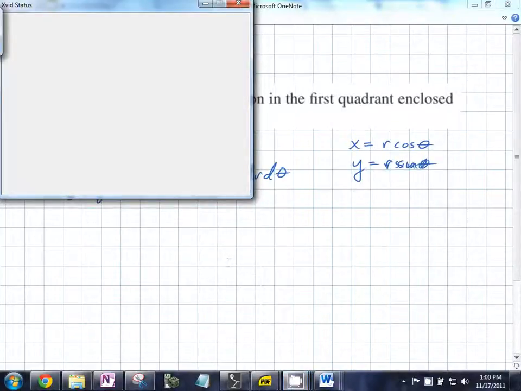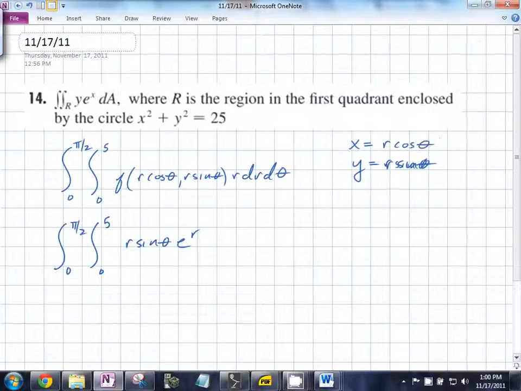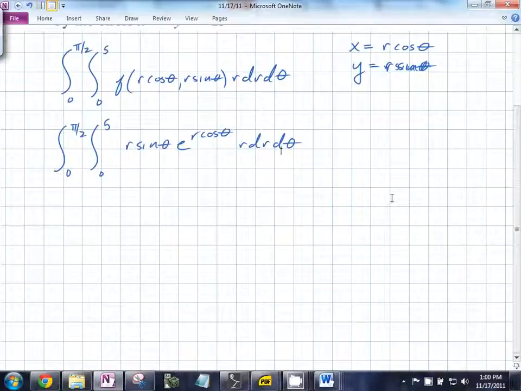Okay, so we have 0 to pi over 2, 0 to 5 of r sine theta e to the what? I don't know why it does that sometimes, but it does. Then it pops back. It's surprising how cosine theta. So close. Handwriting is pretty neat. Okay, so this one, yeah, it is a little challenging.